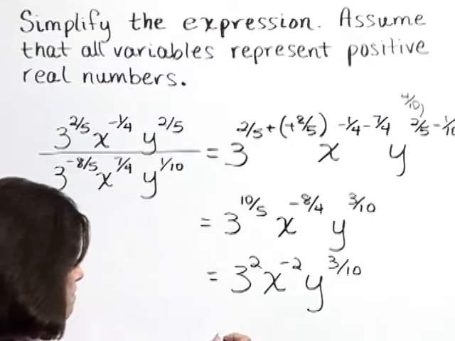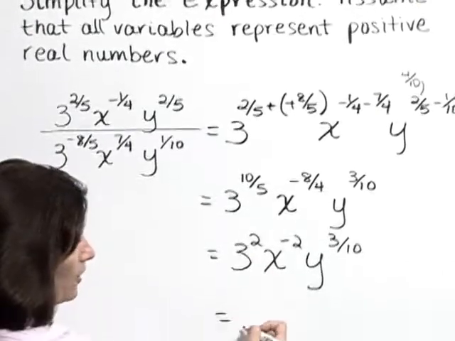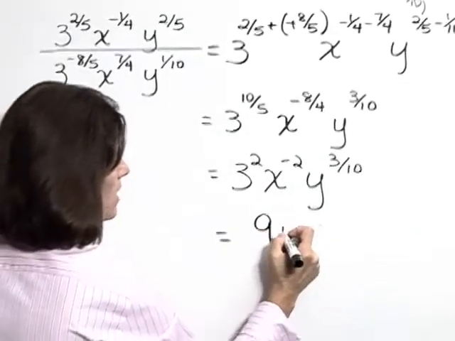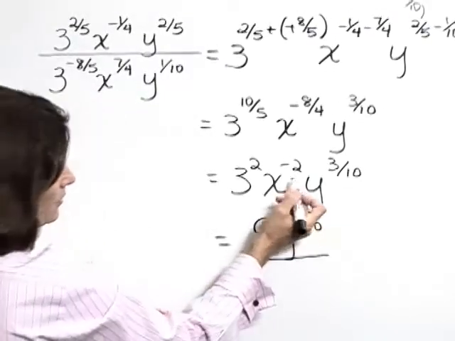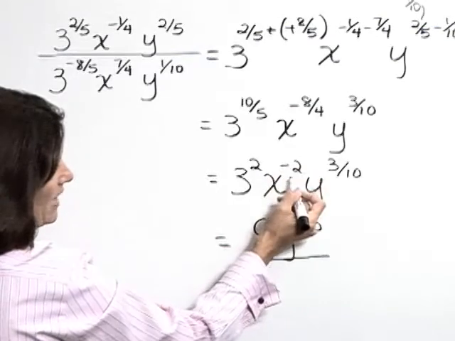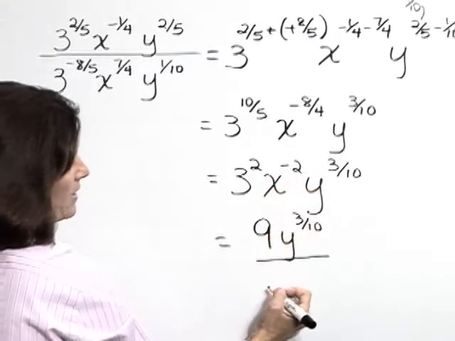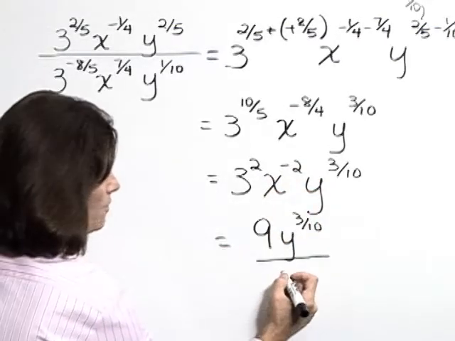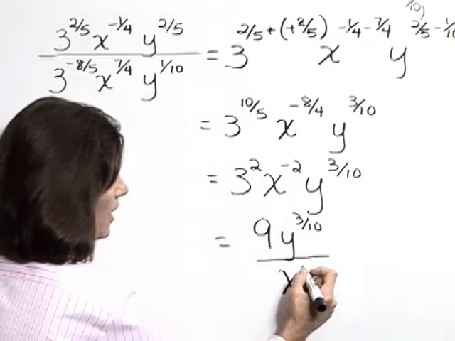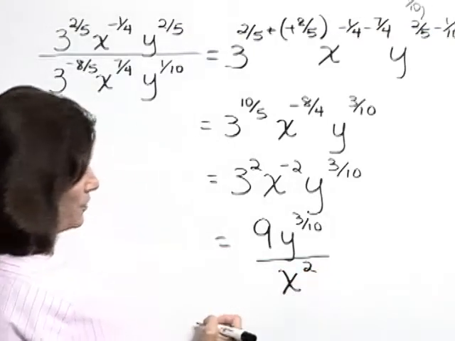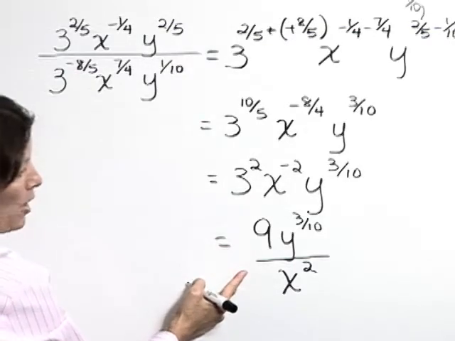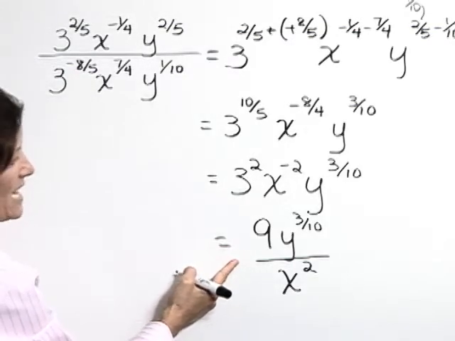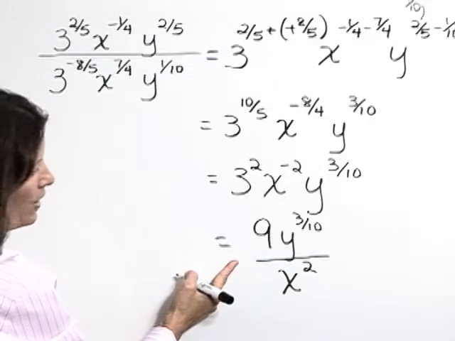And as a last step, let's call 3 squared the number 9. Let's leave that y to the 3/10 where it is. But since this exponent on the x is negative, let's bring that piece down to the denominator, cross the line, change the sign, and write that as an x to the positive 2. So after simplifying and performing operations, our correct answer is 9y to the 3/10 over x squared.